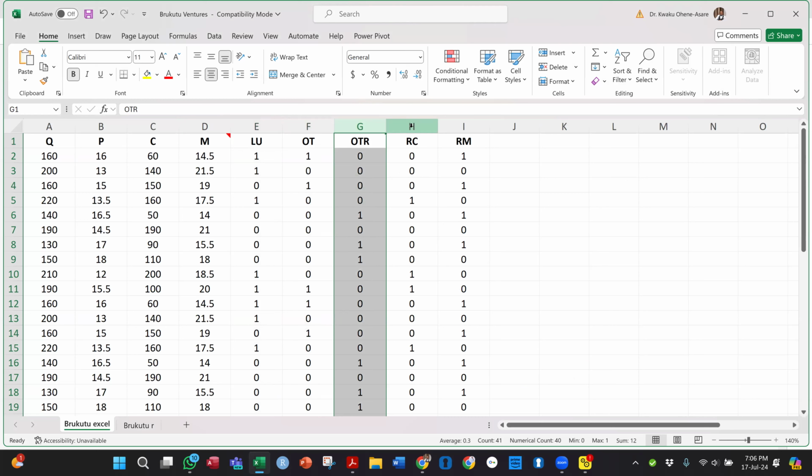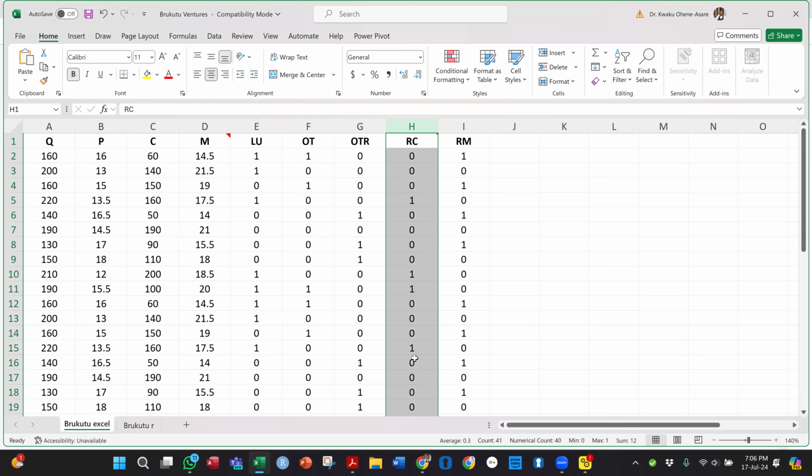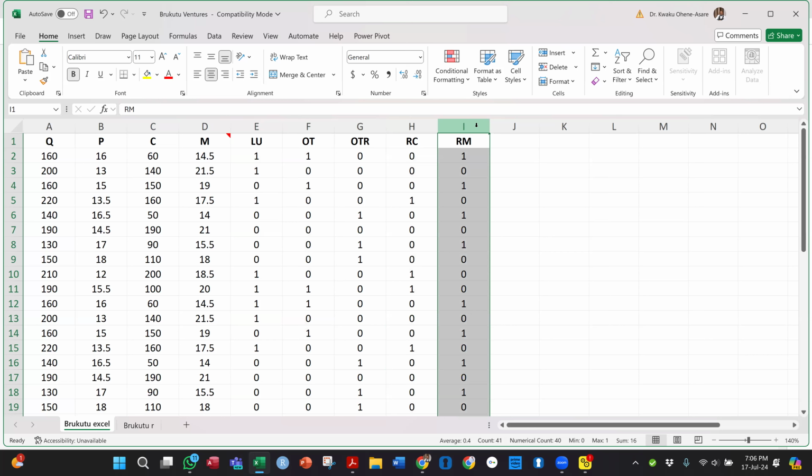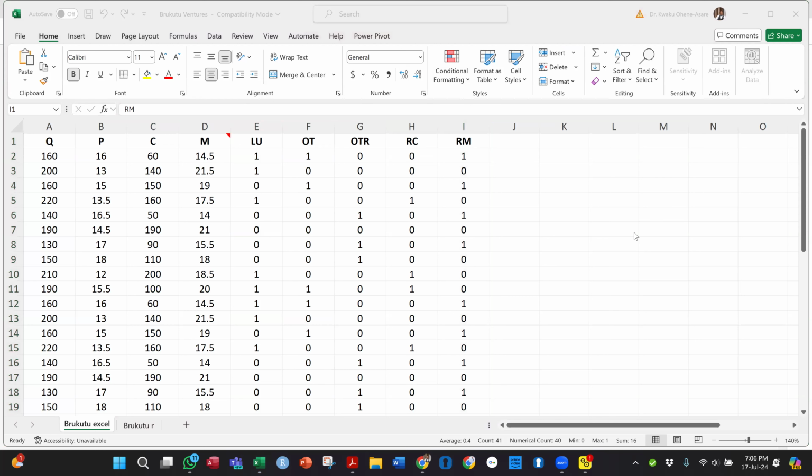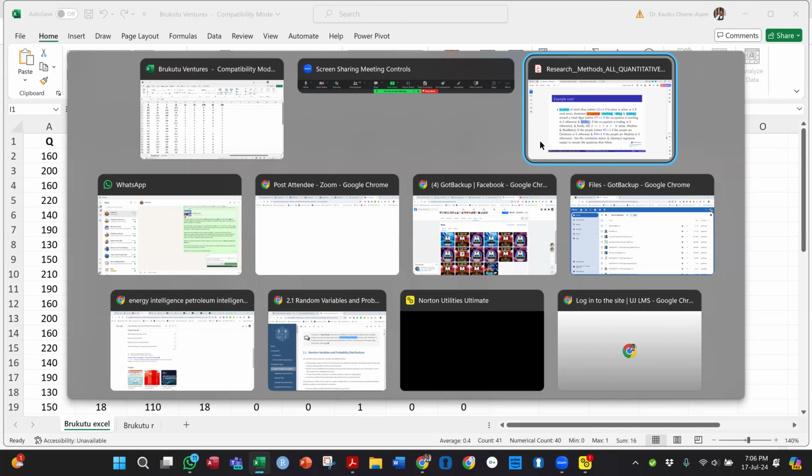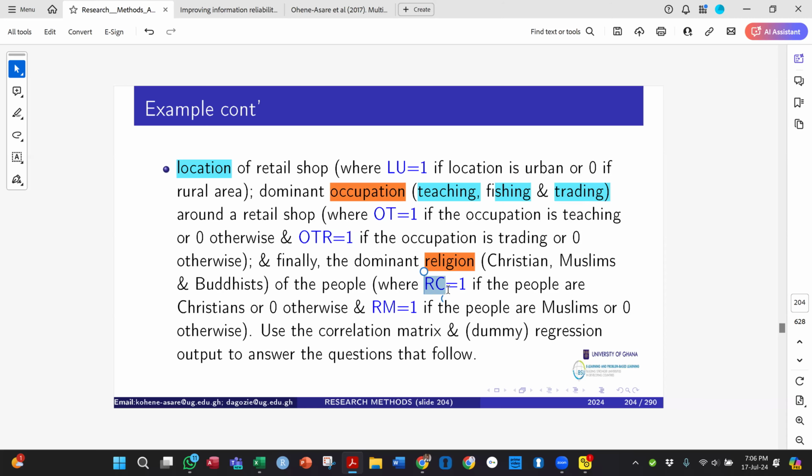Under religion, the last 3, by the way, I'm just jumping, are religion. And there are 3 kinds of religion: Christian, Muslim, Buddhist. And you can see that RC means Christian. So anything that is not Christian is given a value of 0. RM means Muslim. Anything that is not Muslim is given a value of 0. The fact that you have 0, 1, 0, 1 means it's a dummy variable. The reference category is always the one that is not mentioned, the one that is not given a value of 1. So go to religion. RC was Christian. RM was Muslim. But there was nothing for Buddhist. That is why we know that Buddhist is the reference category.